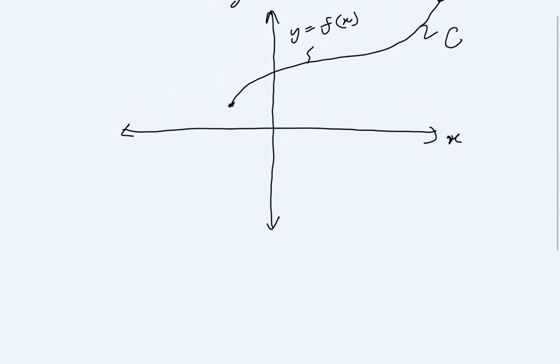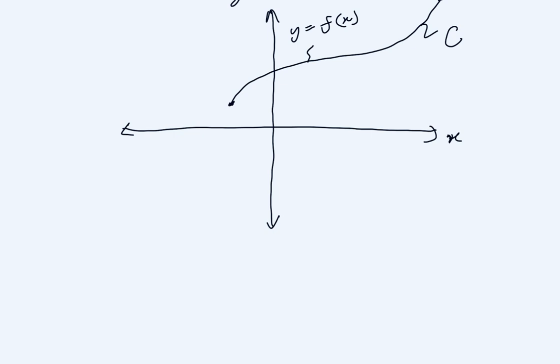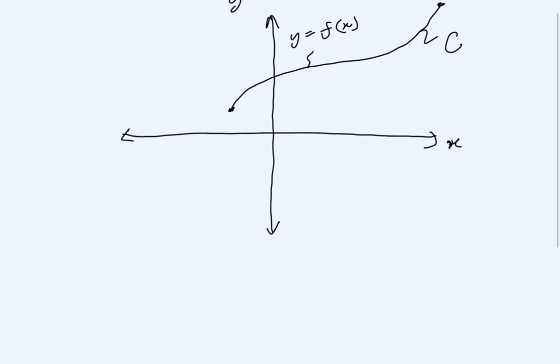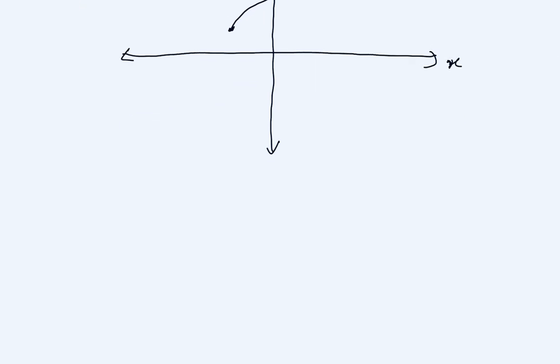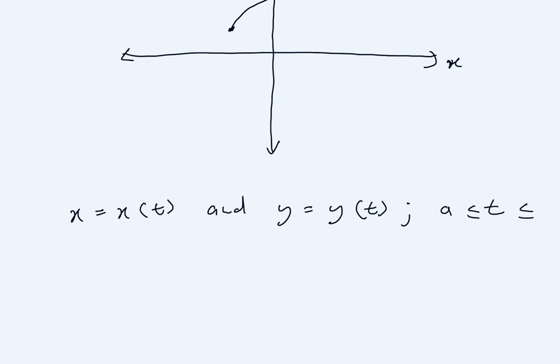And also, let's suppose that the parametric equations for this curve are given by the following. So this curve has the following parametric equations. x is equal to x(t) and y is equal to y(t). And suppose that the range for t is a, so t is between a and b basically. Okay, let me just write that again. There you go.